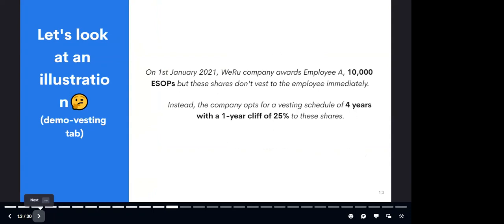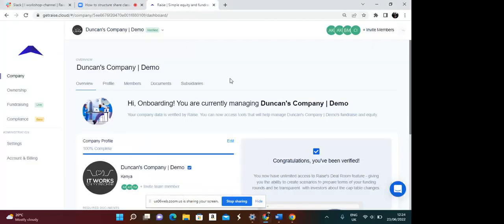So let's look at an illustration of how this vesting would actually occur. On 1st January 2021, We Are You company awards employee A 10,000 ESOPs, but these shares don't vest to the employee immediately. Instead, the company opts for a vesting schedule of 4 years with a 1-year cliff of 25% of these shares. So at this point, I'll share my screen so that we can see how that illustration works.